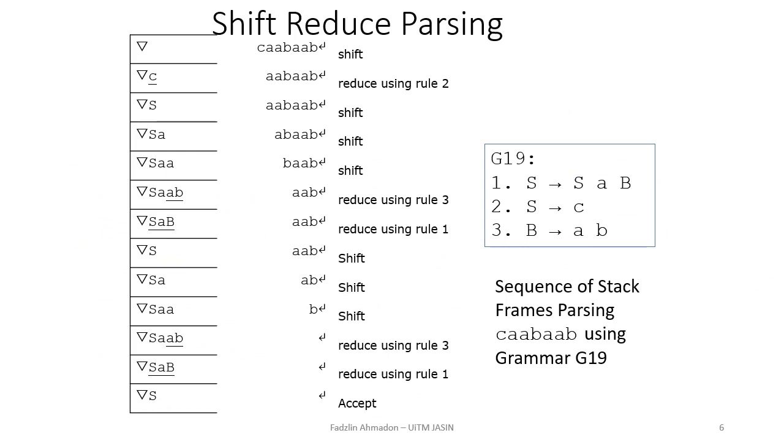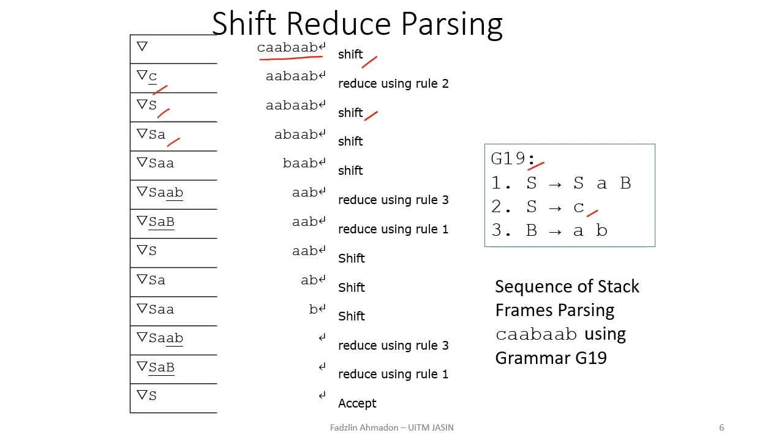This is a longer example of Shift Reduce Parsing using grammar 19 for the input CAABAAB. So the first operation is always a shift. So C is placed on top of the stack. And then we notice that on the right hand side of rule 2 there is C. So C is underlined and it is reduced using rule 2. Once it is reduced, the symbol is replaced with the symbol on the left hand side of rule 2, which is S. And then we do another shift operation and we get SA.